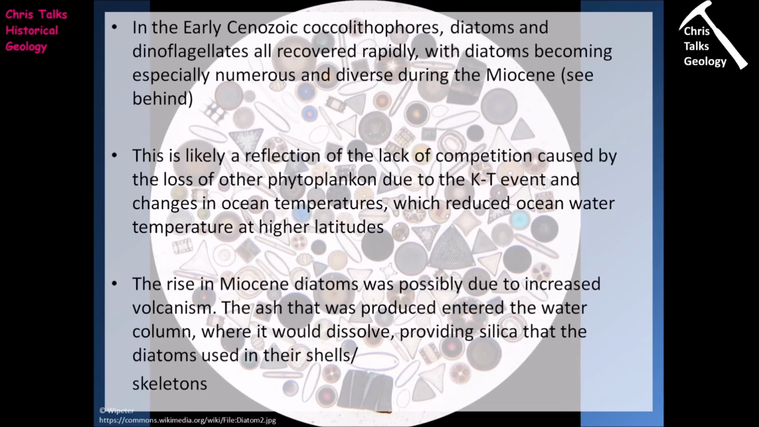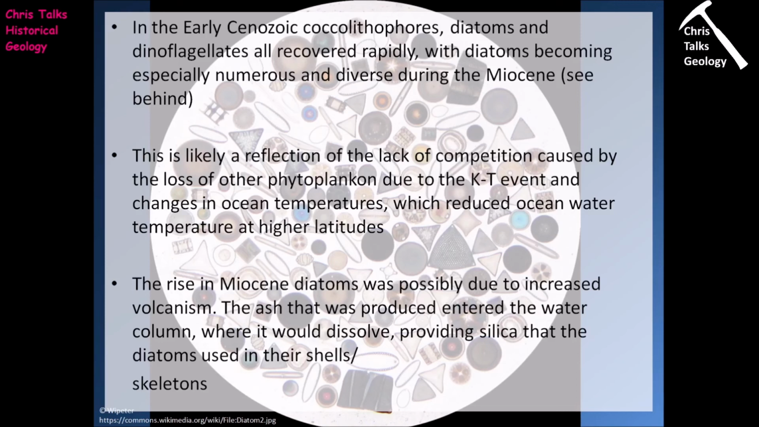Now, the rise of the Miocene diatoms is also possibly connected to increased volcanism. So one area in particular where we see diatoms doing extremely well is in the North Pacific. And this is an area that's going to be affected by numerous volcanic eruptions, particularly from the Aleutian Islands. And so these explosive eruptions are going to put out large quantities of ash and dust, which is going to be thrown into the surrounding ocean.